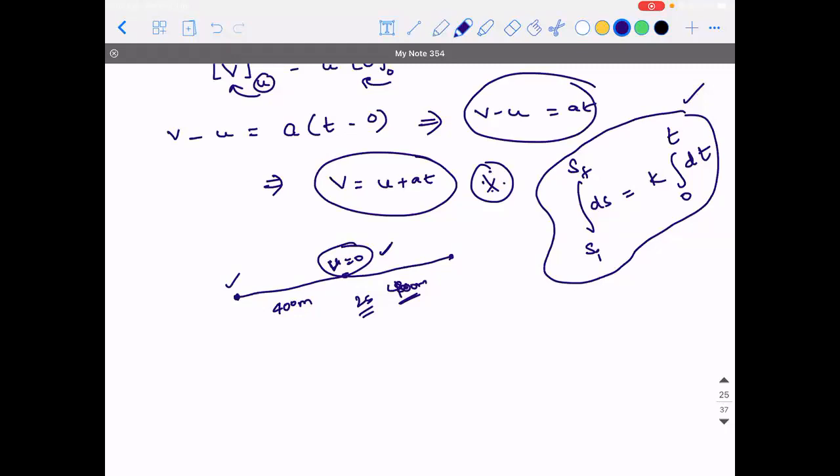Anyways, Giridhar, to answer your question, it depends on the scenario, right? It's not a generic case. It is based on the problem only. Okay, sir.